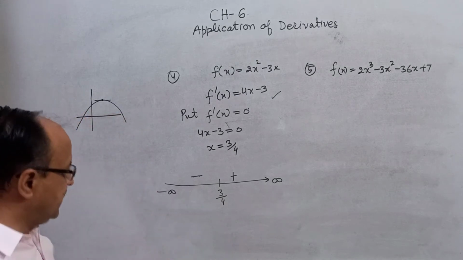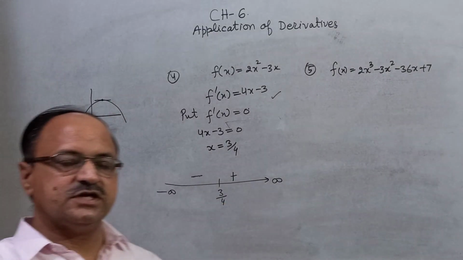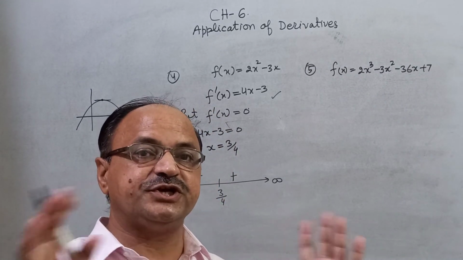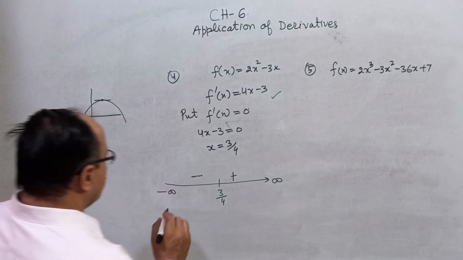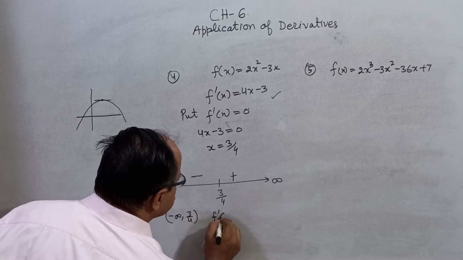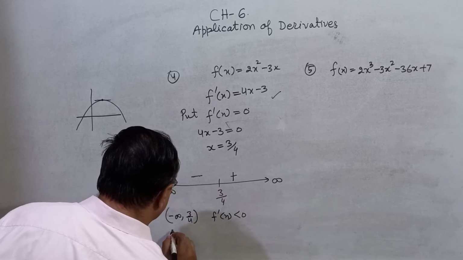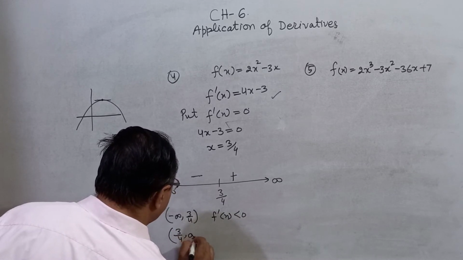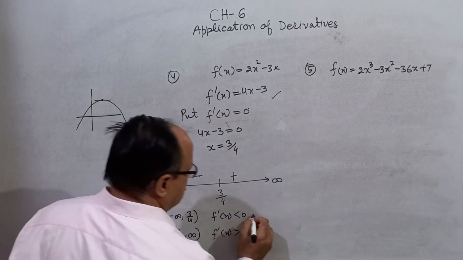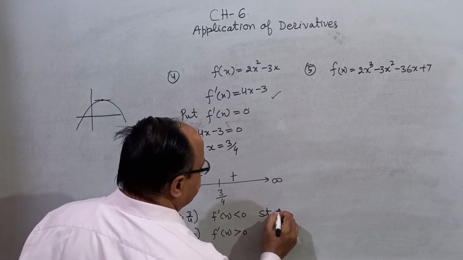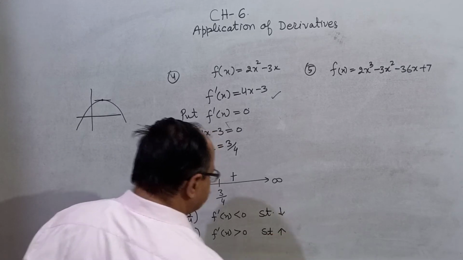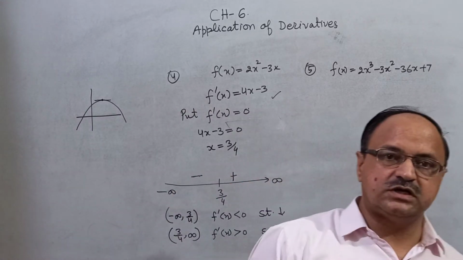The minus sign indicates the function is strictly decreasing, and the plus sign indicates the function is strictly increasing. Therefore, you can say in minus infinity to 3 by 4, f dash x is less than 0, and in 3 by 4 to infinity, f dash x is greater than 0, and this is strictly decreasing, and this is strictly increasing. This is the solution of question number 4.